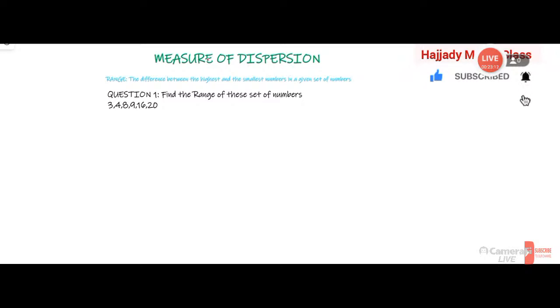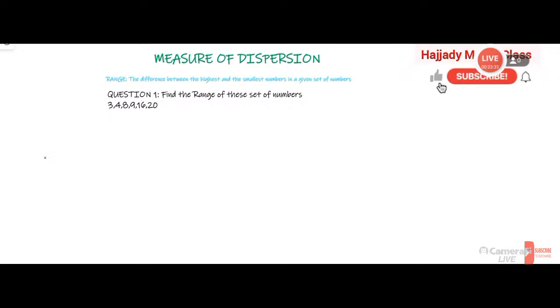So in our previous videos, we've been able to look at measure of central tendency, and today we shall proceed with measure of dispersion. And the first we are going to define here is the range. From the definition, range is the difference between the highest and the smallest numbers in a given set of numbers. Now, looking at the first example we have here, we are to find the range of this set of numbers.